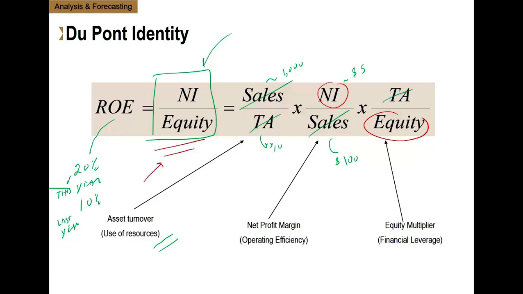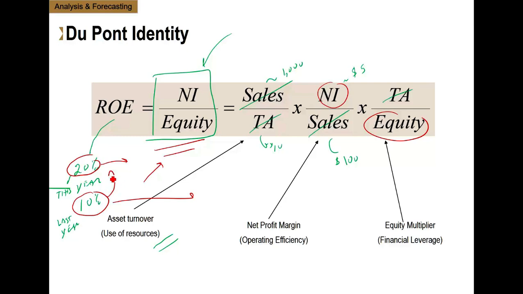But here's the interesting part. Now you can look at you going from 10% to 20%, and if you calculate Dupont for last year's 10%, and you calculate Dupont for this year's 20%, and you decompose it, you can find out which of these three drivers was the main explanation, the main cause for that increase in ROE. So this Dupont identity allows you to dig deeper into trying to understand what's affecting your profitability.